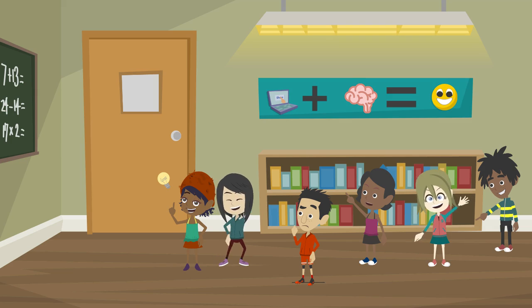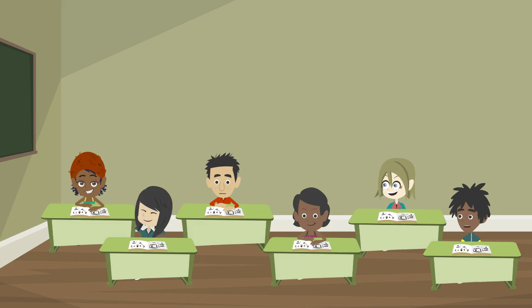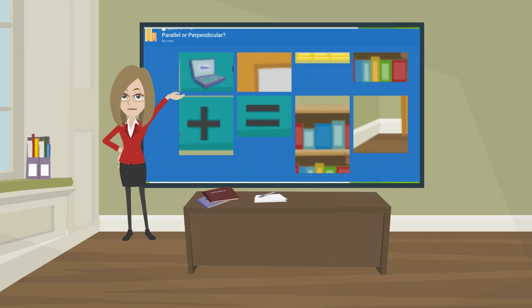That plus sign is an example of perpendicular lines. The equal sign is an example of parallel lines. You have found great examples of parallel and perpendicular lines. Are there any pictures that don't represent either parallel or perpendicular lines? I don't think the computer is an example of either. It does not look like the angle between the screen and the keyboard is 90 degrees. I agree with you, Justin.